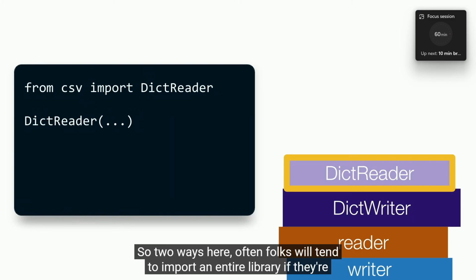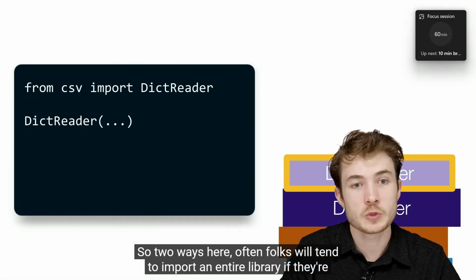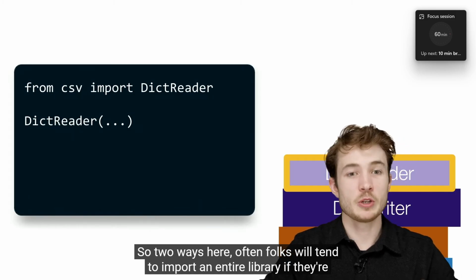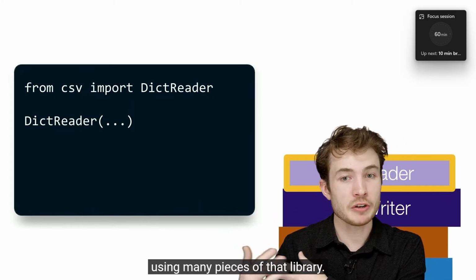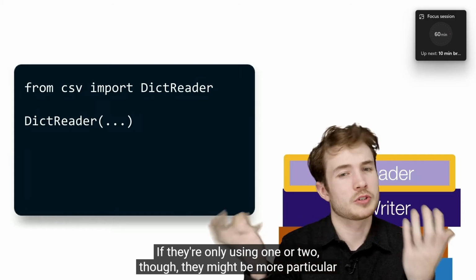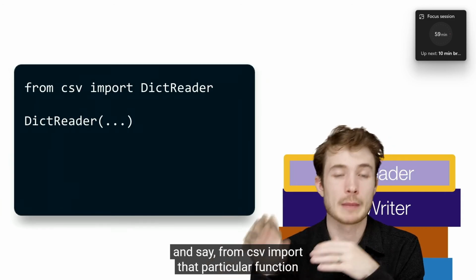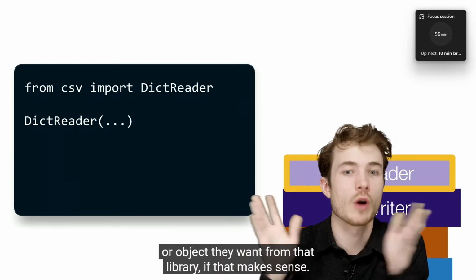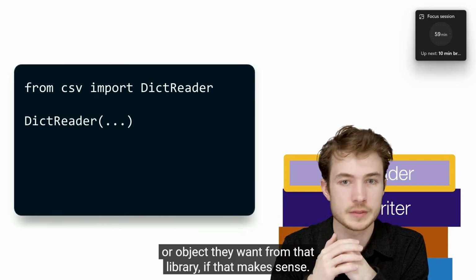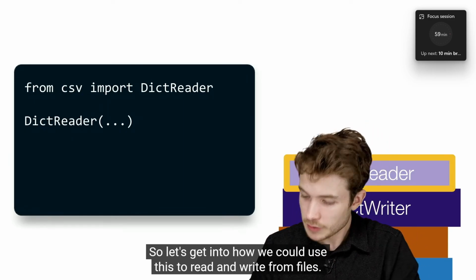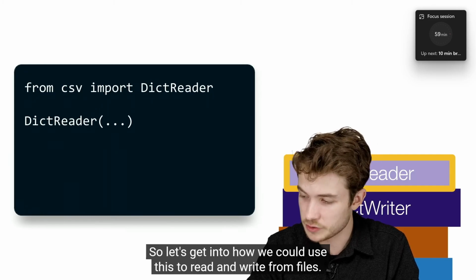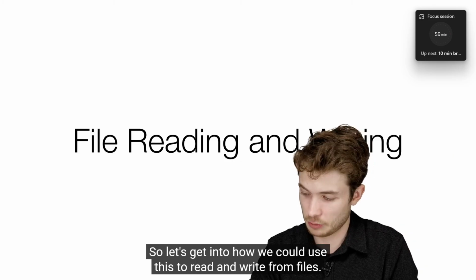So two ways here. Often folks will tend to import an entire library if they're using many pieces of that library. If they're only using one or two, though, they might be more particular and say from csv import that particular function or object they want from that library, if that makes sense. So let's get into how we could use this to read and write from files.